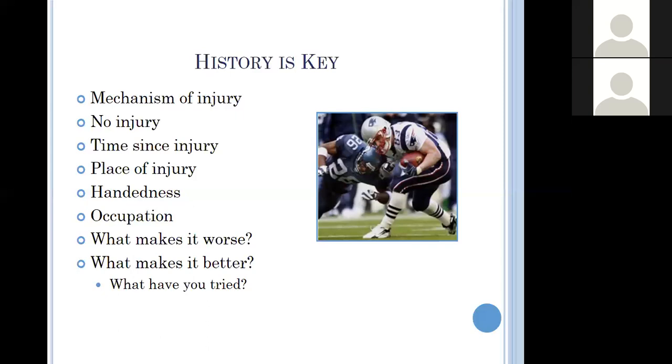What makes it worse is really important, but probably more importantly is what makes it better. Typically with knee problems, stairs, squats, and lunges are all going to make patellofemoral pain worse and osteoarthritis flares worse, but usually you can't do those things at all if you have a more acute injury like an ACL or meniscus tear. What makes it better and what have you tried are the bigger things, because most people actually haven't tried anything despite having this injury.